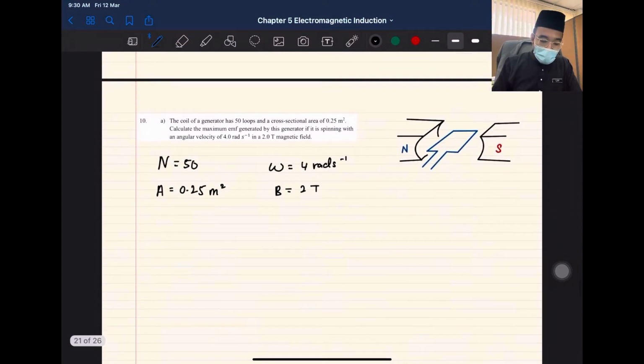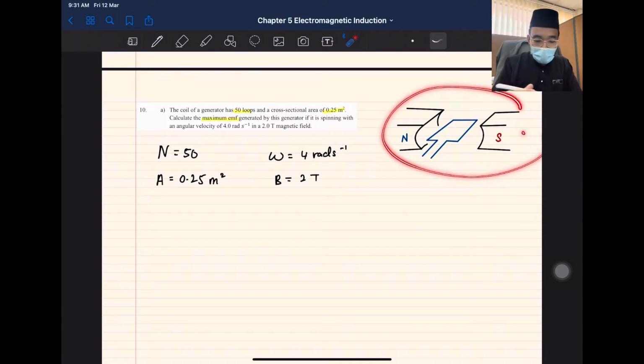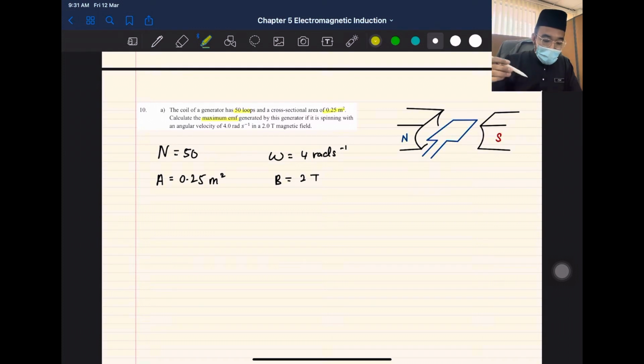Okay, moving on to the next question. Question number 10. The coil of a generator has 50 loops and cross-sectional area of 0.25. So number of loops is 50. Cross-sectional area is 0.25 meter square. Calculate the maximum EMF generated by this generator. This is the generator, you can see here on the right, just so that you can get some ideas. Angular velocity is 4 radian per second and magnetic field is 2 Tesla.